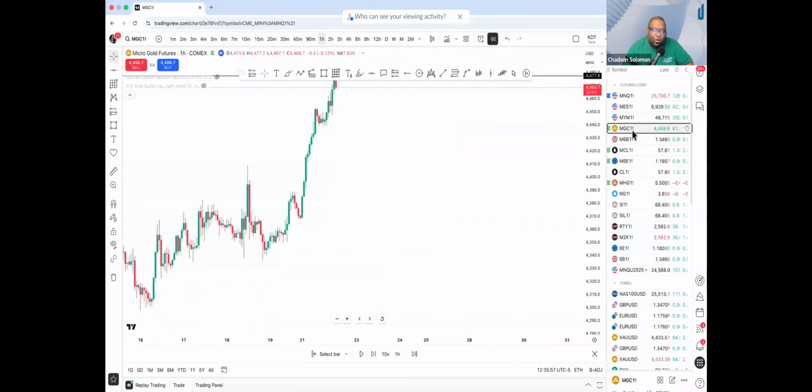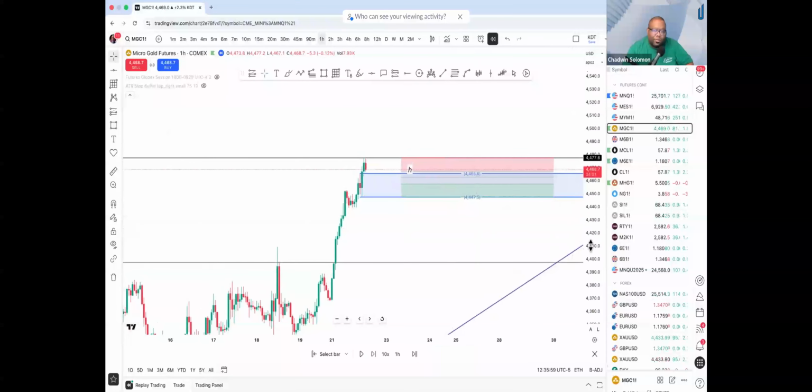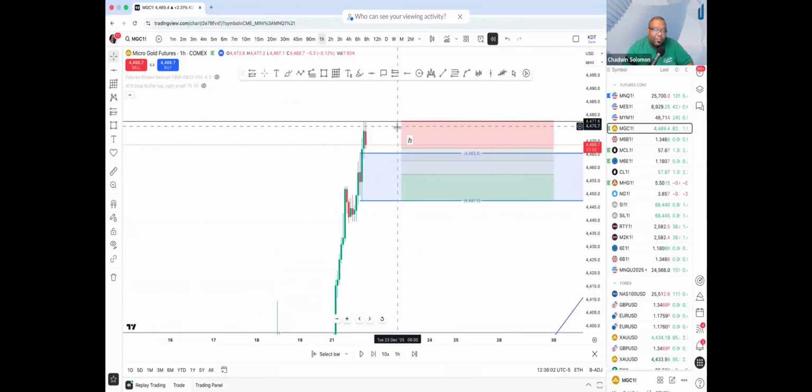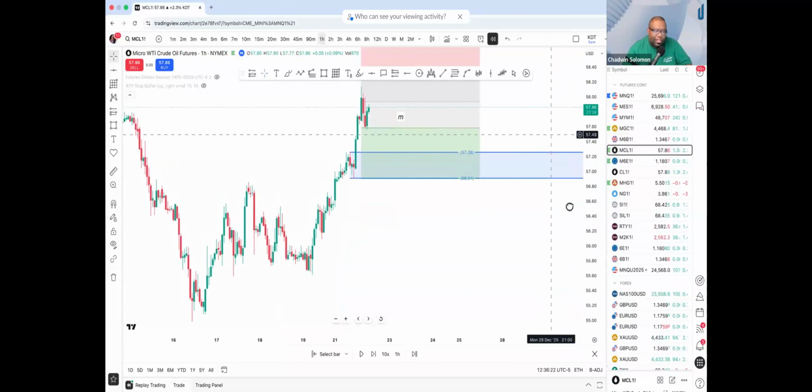I go to my gold. Look what I see on my gold. On my gold, I'm high on the curve, but I don't have a supply zone. Okay, so how do I grade that to myself? I'm high on the curve. I don't have a supply zone. That means if I'm trying to sell because I'm high on the curve, remember, if you're high on the curve, you want to sell, but I don't have supply, I'm going to skip gold for today, right? No gold. Go to MCL.